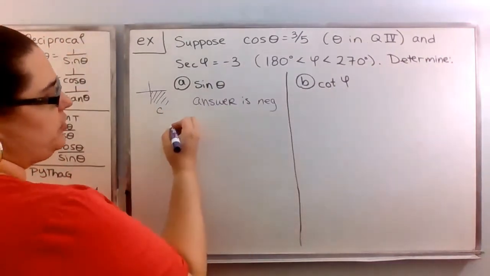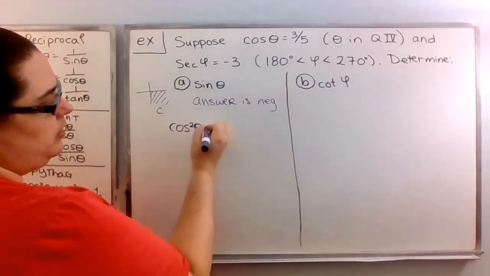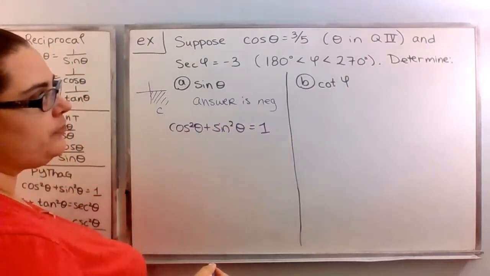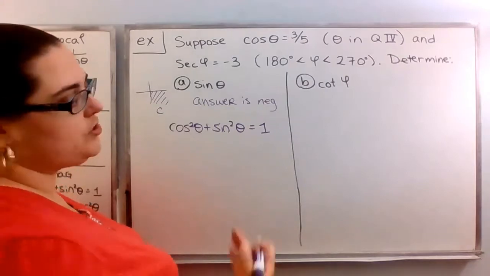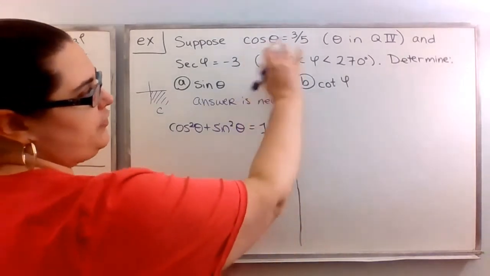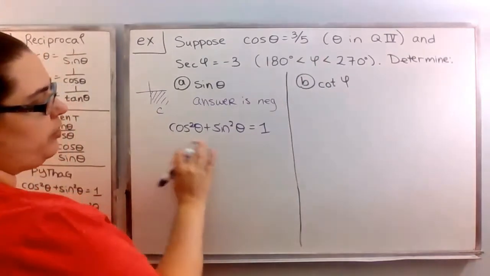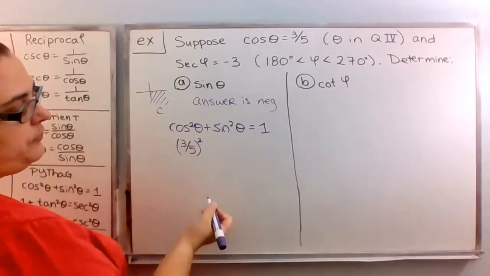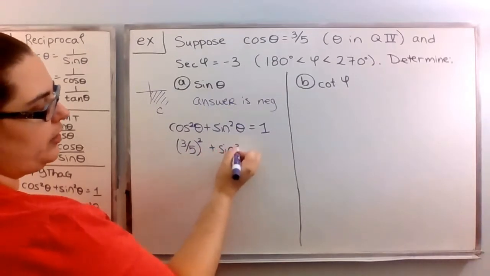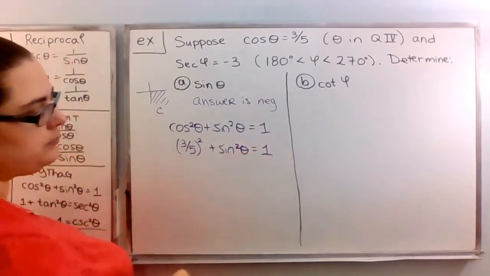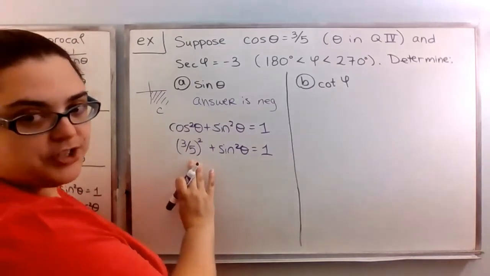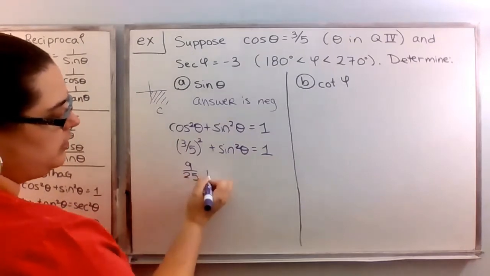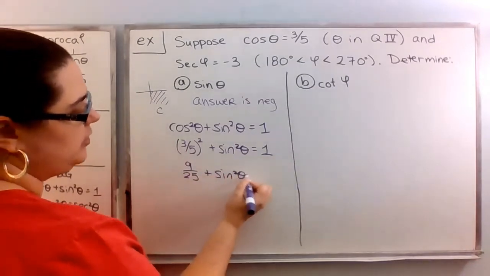So we're going to get cosine squared theta plus sine squared theta is equal to 1. Now we just substitute in what we know and solve for what we don't. Cosine of theta is 3/5, so I'm going to take that 3/5 and square it, plus sine squared theta is 1. Now, to square a fraction, you square the top and the bottom. So we're going to get 9/25 plus sine squared theta is 1.